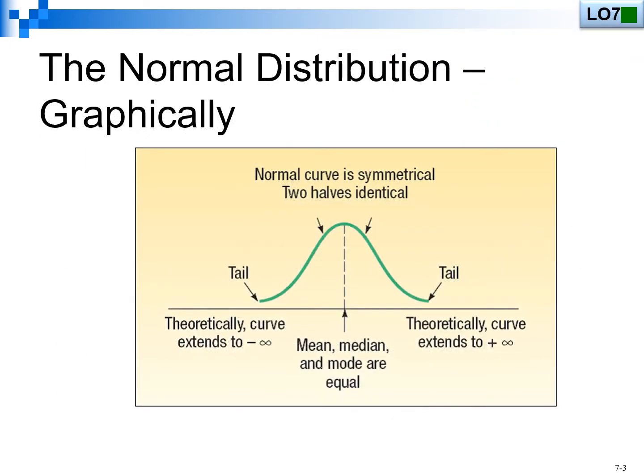As you can see by this example, notice the mean and the median go right in the middle of the curve. Remember, this is symmetrical, so each half is the same. You could say each half is 50-50.